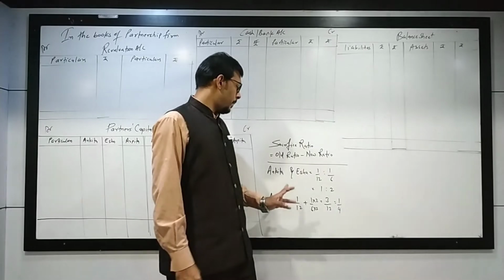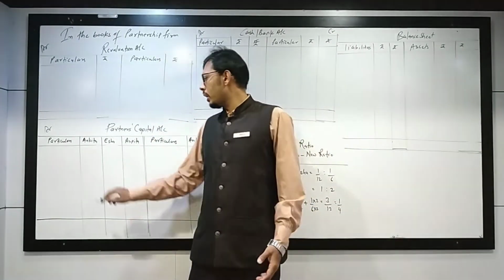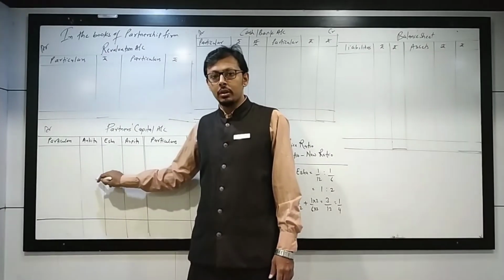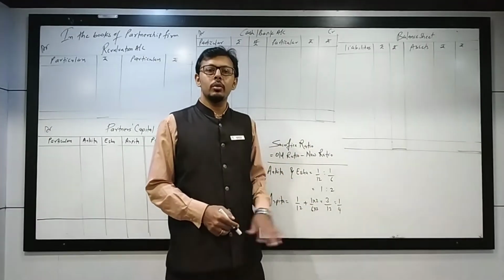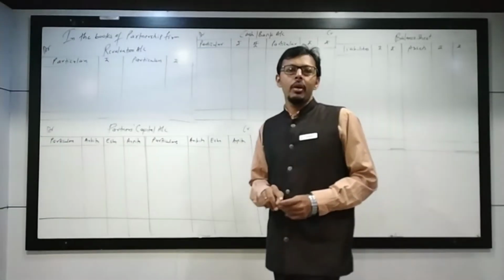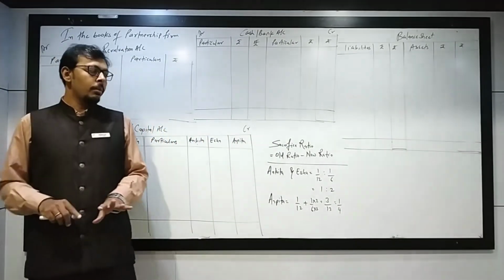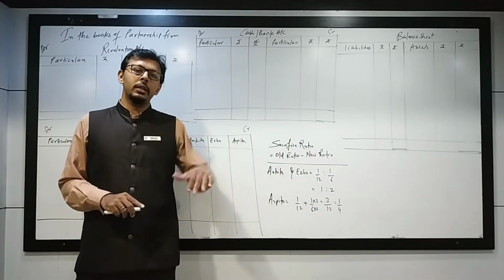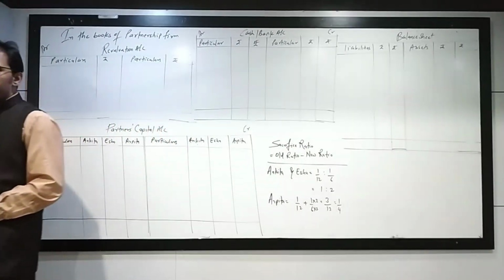Arpita is telling that she will bring 1/4 proportionally, so the remaining 3/4 is their amount. For 3/4 they have 1 lakh. So for 1/4, how much will it be? This capital amount we will get at the end of the sum, when we get the balance carried down amount. So right now we will not be able to find the proportional capital. At the end, I will teach you how to find the proportional capital. Okay, coming to the next point.